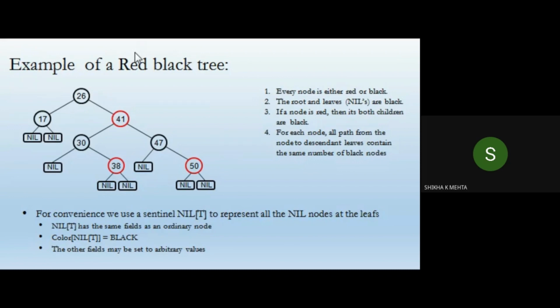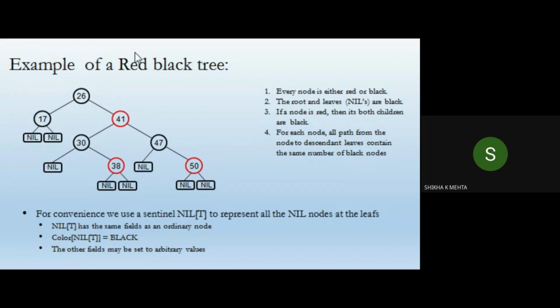Okay, so we say nil of t has the same fields as the ordinary node, as I just told you, but its color is black. So all the nil nodes are of black color, and the other fields may be set to any kind of values, that is up to you.